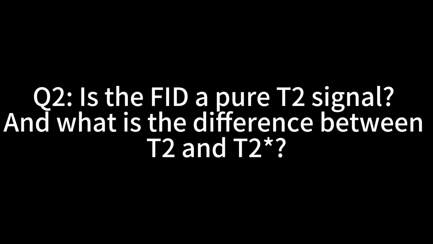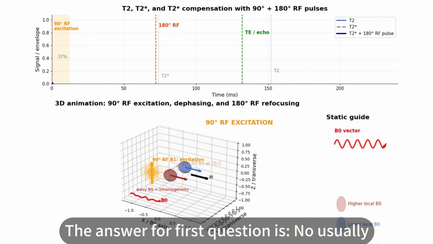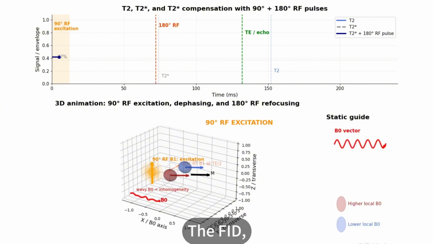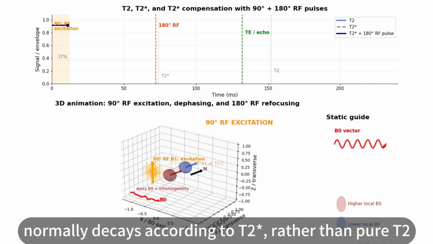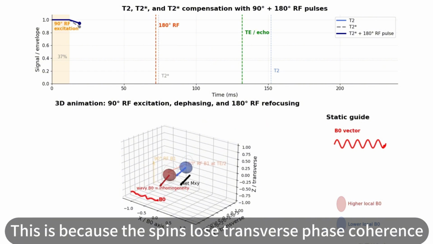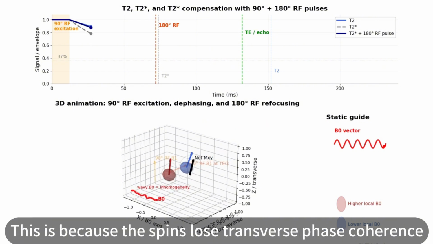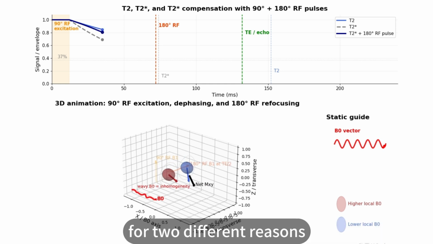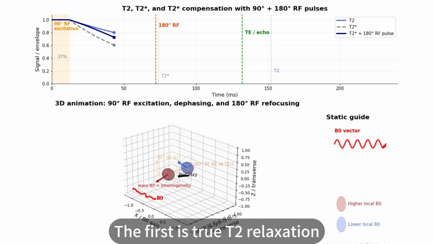Question 2. Is the FID a pure T2 signal? And what is the difference between T2 and T2 star? The first question: not usually. The FID normally decays according to T2 star, rather than pure T2. This is because the spins lose transverse phase coherence for two different reasons. The first is true T2 relaxation.